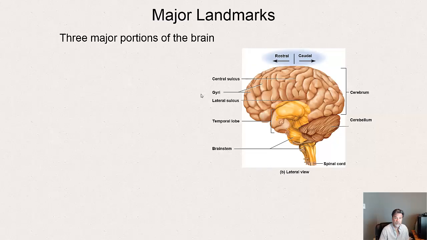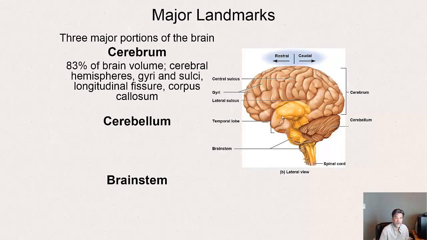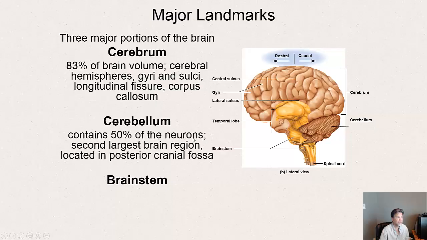There are three major portions of the brain that we're going to divide this presentation up into. We will be talking in future videos about the cerebrum and the cerebellum, and this one and a couple of subsequent ones are devoted to the brainstem. So in the cerebrum, we of course have most of the volume of the brain involved here. We also have these specific structures that are part of it. We'll cover those in due time.